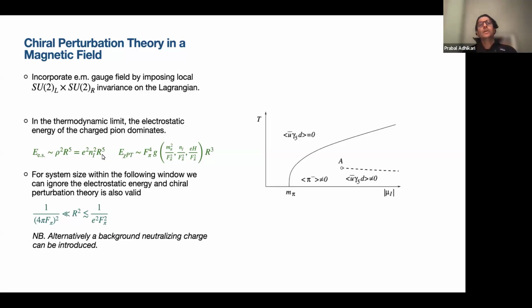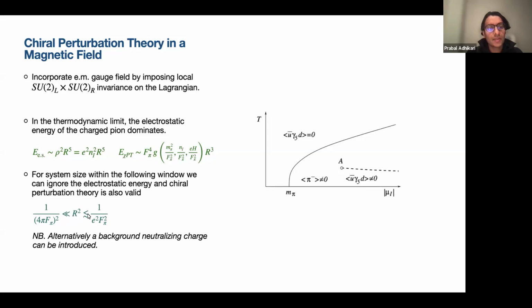In chiral perturbation theory, however, the energy scales like r cubed. There's an f_pi to the 4th, which is effectively the m_pi squared f_pi squared I showed you earlier. And then there is an order 1 quantity, again, something I mentioned previously, except now there's also the impact of the magnetic field. What we want to make sure of is that the energy associated with the strong force is much bigger than the energy associated with the electrostatic forces. And thankfully, there exists a window over which that's true.